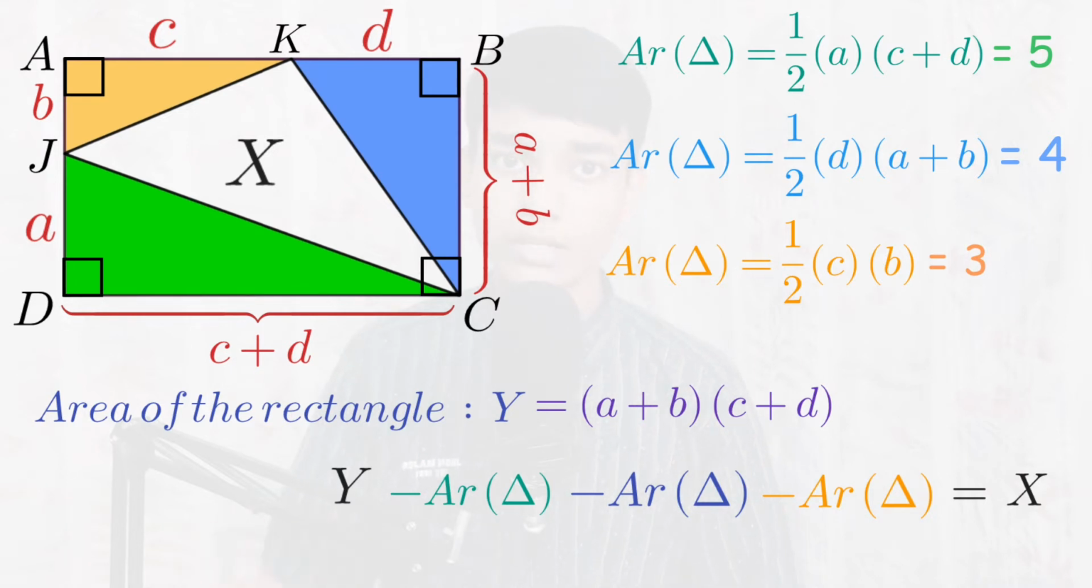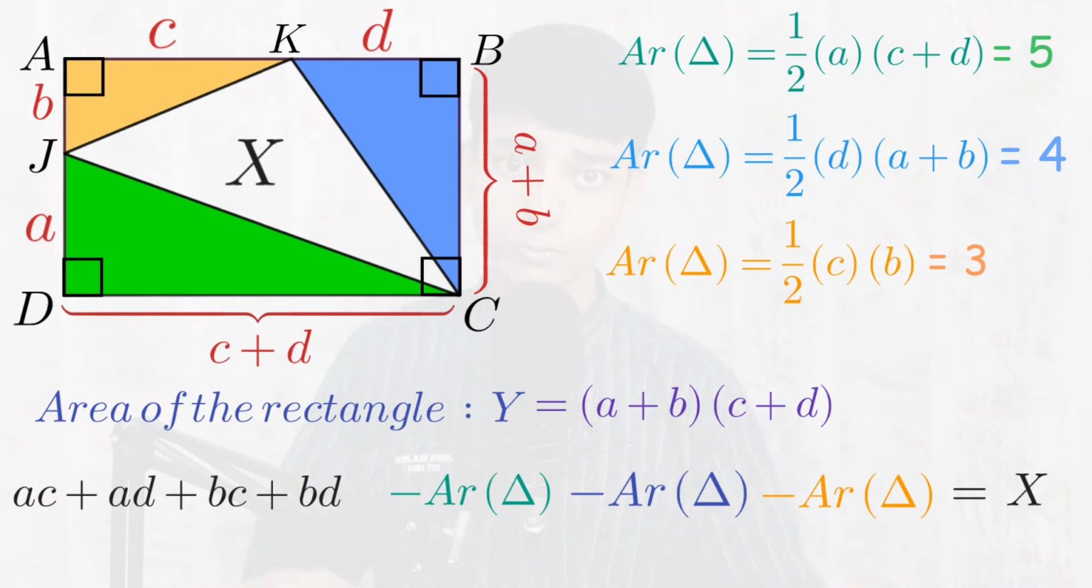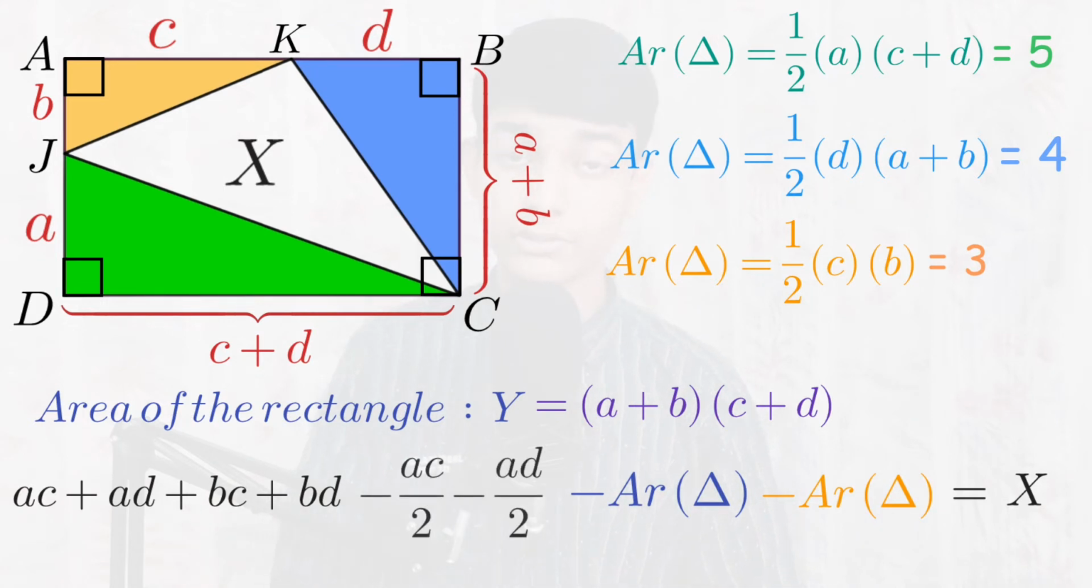Okay. Now the value of Y in terms of A, B, C and D is equal to A plus B into C plus D. And if we just open the bracket, it is going to be equal to AC plus AD plus BC plus BD. Now minus, so the green triangle has an area of 5, but we will not put 5, but its formula, that is half A into C plus D. And if we just open the bracket, it is going to be equal to AC upon 2 and AD upon 2, and both of them have the negative sign, minus the area of the blue triangle.